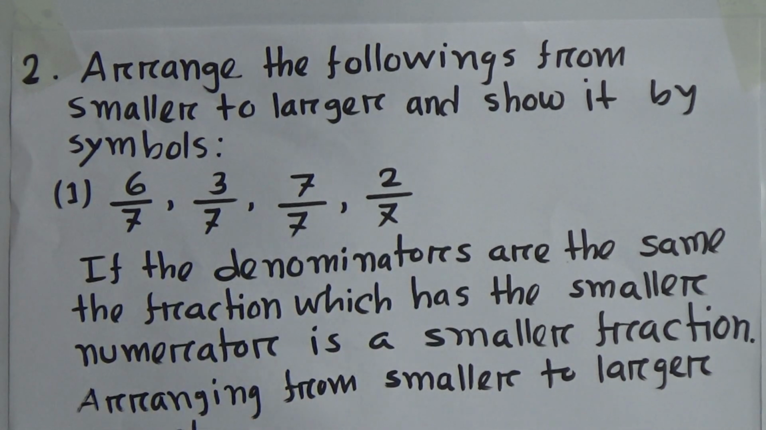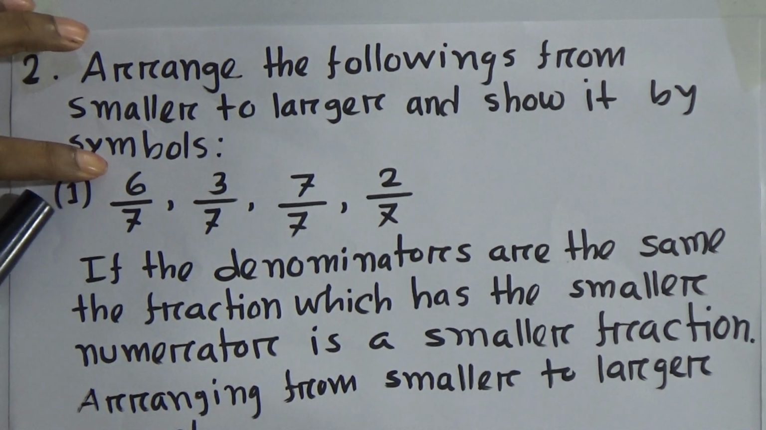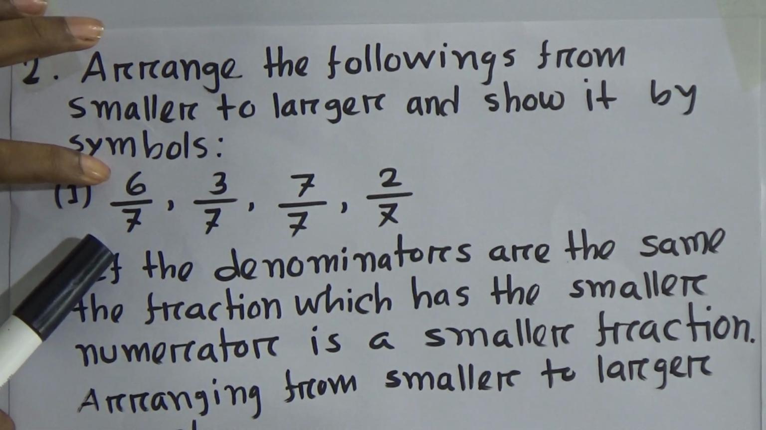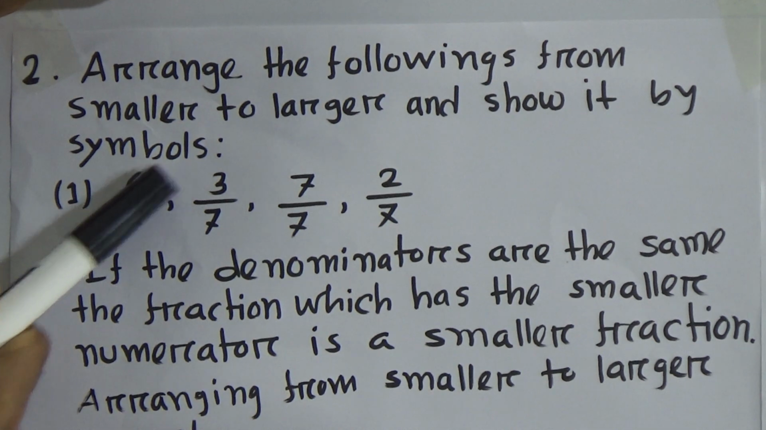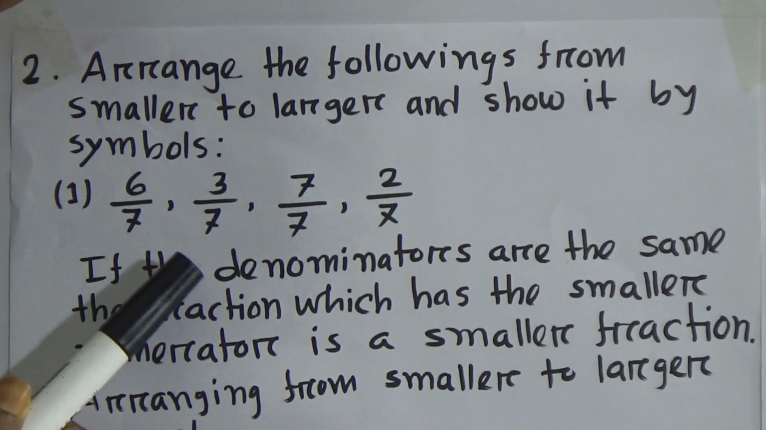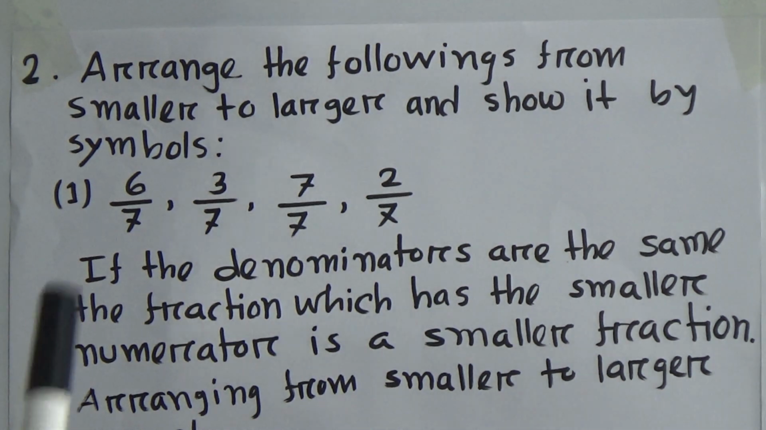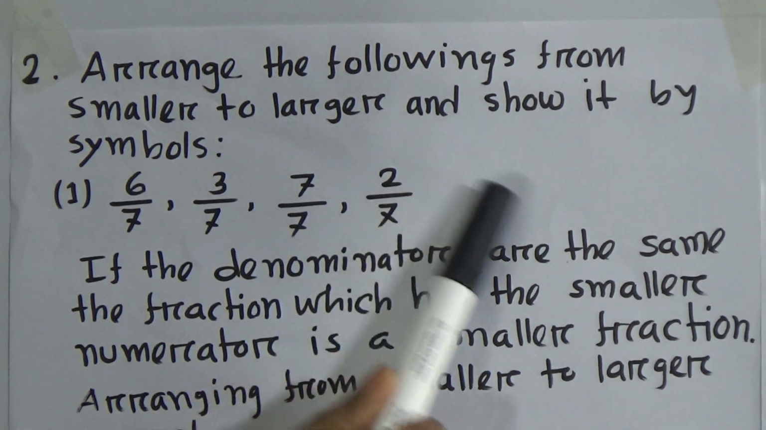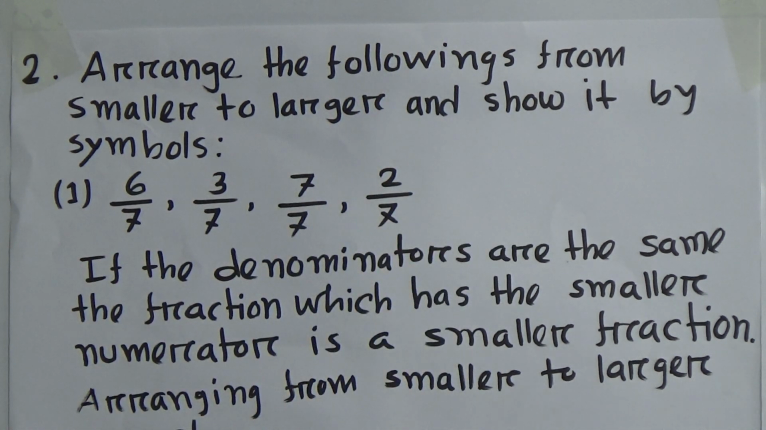Student, I repeat, in 6 by 7, 6 is called the numerator and 7 is called the denominator. Okay? The upper one is the numerator, the lower one is the denominator. Now see, every denominator is 7. That means all the denominators are the same. In that case, the fraction which has the smaller numerator is the smaller fraction. Okay, student?